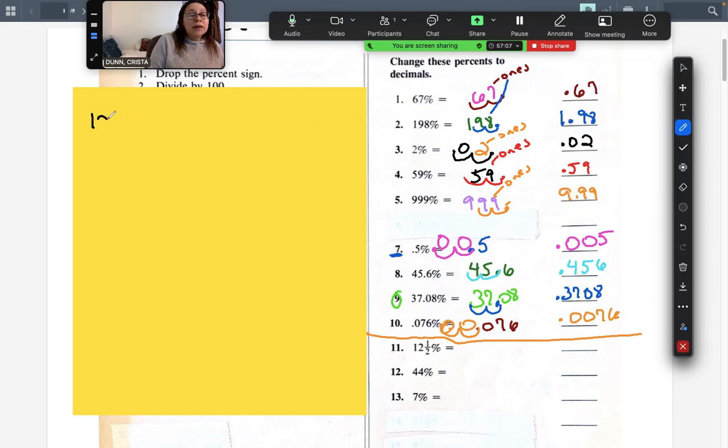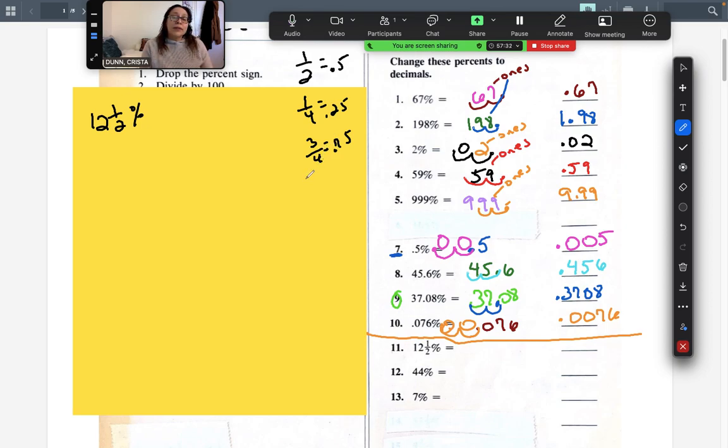I've got 12 and 1/2%. Now, as you know, we have our commonly used fractions. 1/2 is 0.5 in decimal. 1/4 is 0.25 in decimal. 3/4 is 0.75 in decimal. So know these, but you can always say 1 divided by 2 equals 0.5, right? 1 divided by 4 equals 0.25. 3 divided by 4 equals 0.75.